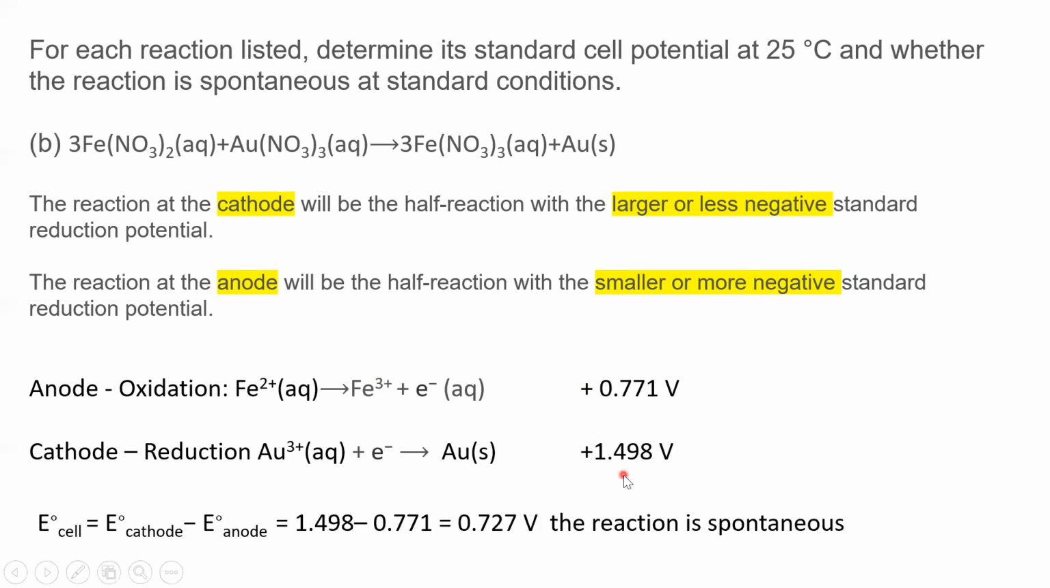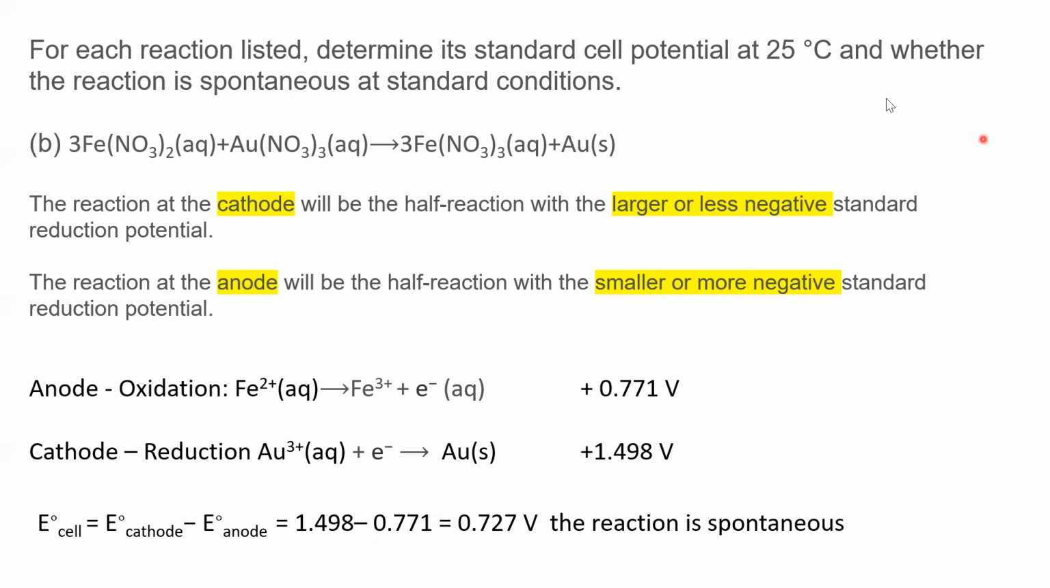All right, so 1.498 is our cathode value. 0.771 is our anode value. So 1.498 minus 0.771 gives us a positive value. That means this reaction is spontaneous.